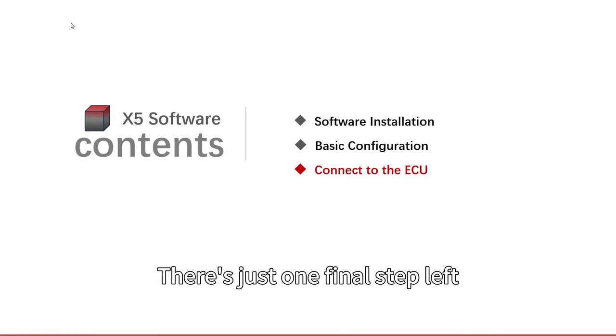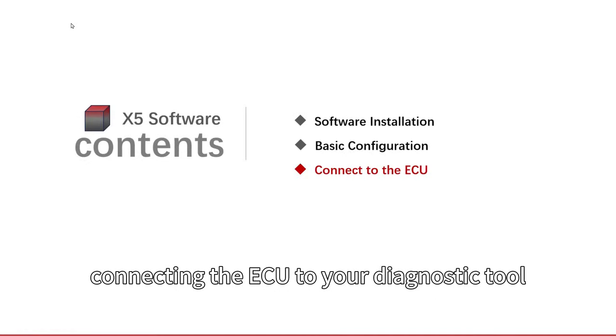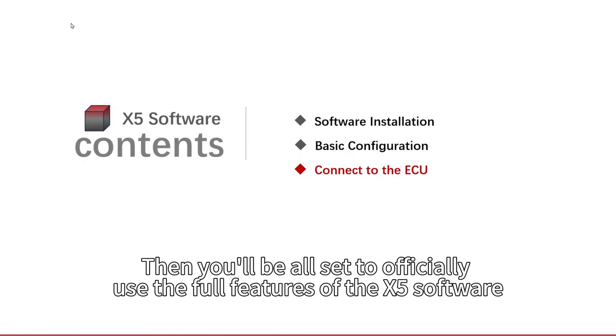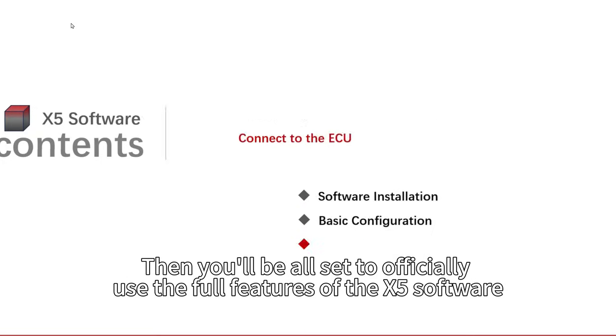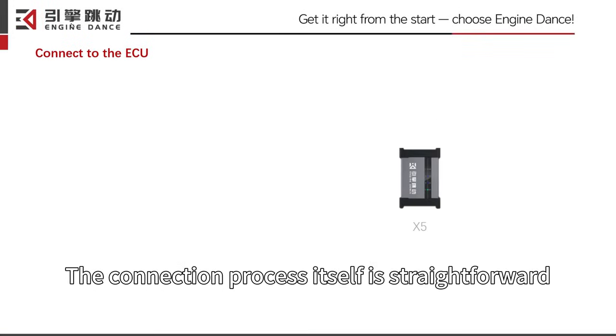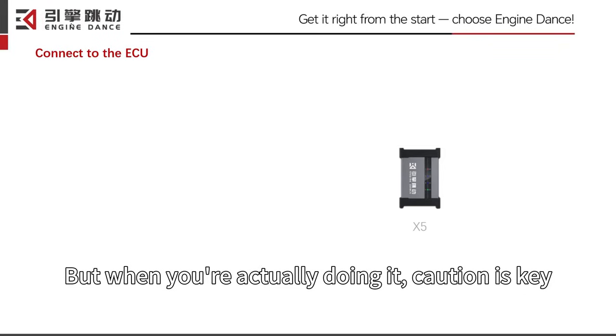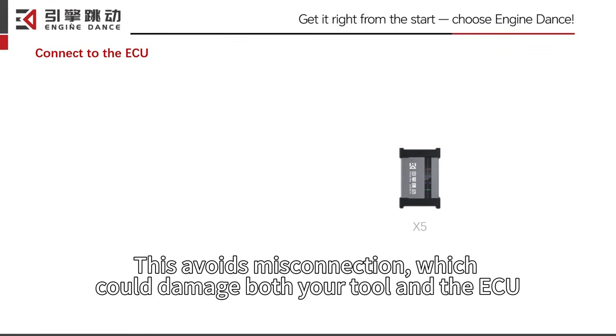In the last lesson, we completed the basic setup for the X5 software. There's just one final step left: connecting the ECU to your diagnostic tool. Then you'll be all set to officially use the full features of the X5 software. The connection process itself is straightforward, but when you're actually doing it, caution is key. This avoids misconnection, which could damage both your tool and the ECU.